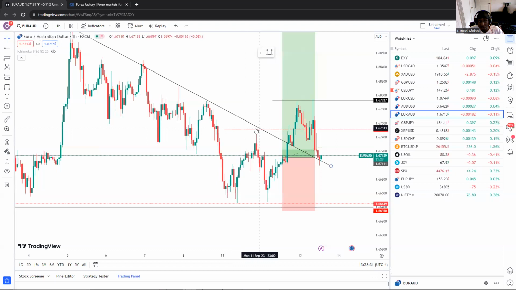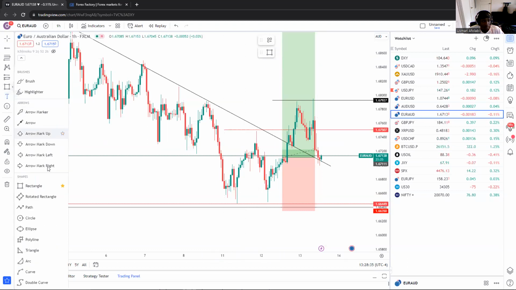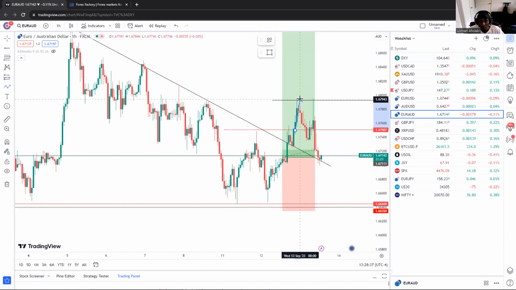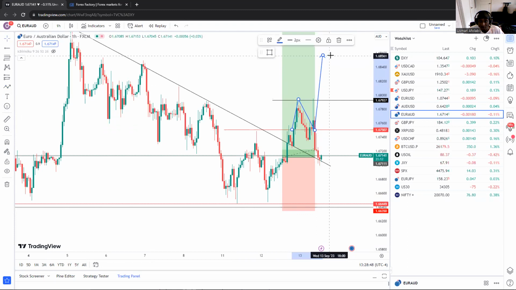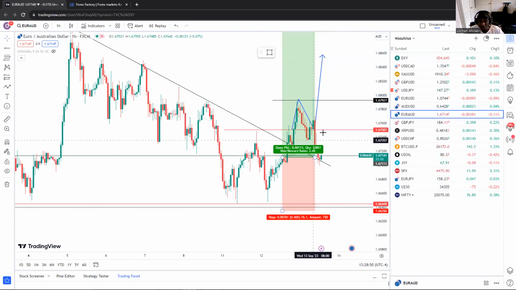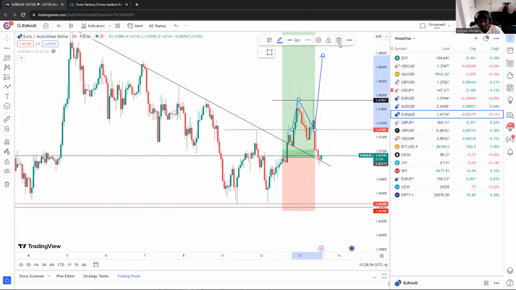And I didn't want to see a break of this structure, right? I wanted to see something like this. I wanted to see the break of this structure, followed by a retest in this area, followed by the continuation, right? Didn't want to see price close below here. So once it did, I closed out of the trade for maybe just a couple of dollars.